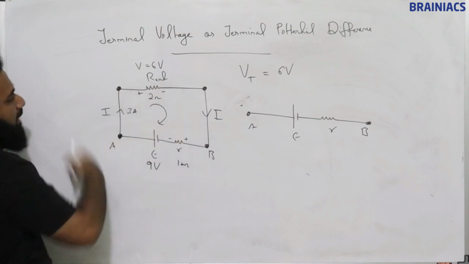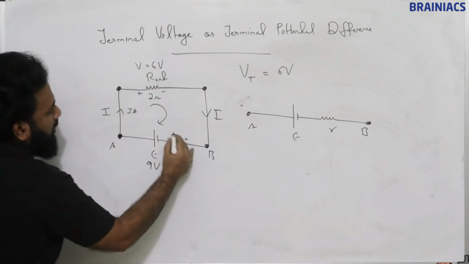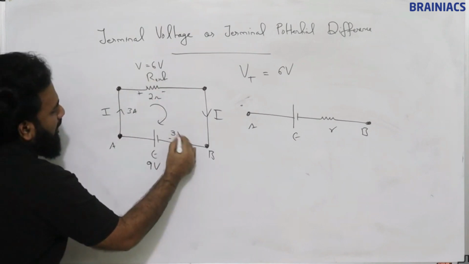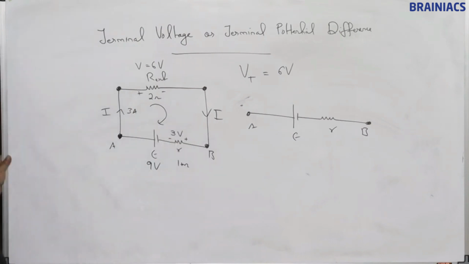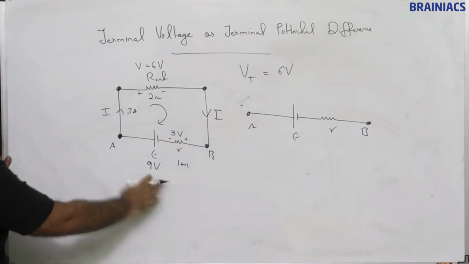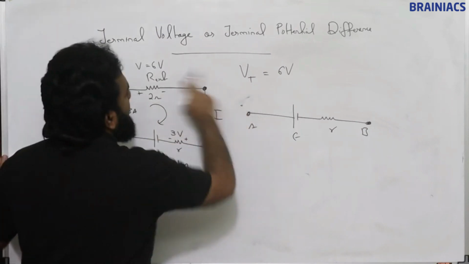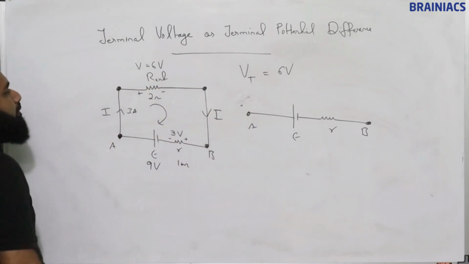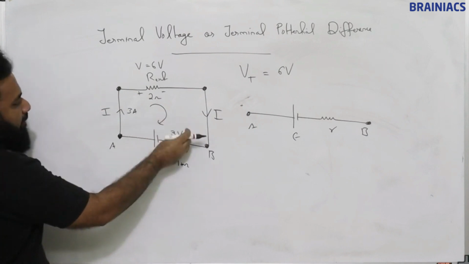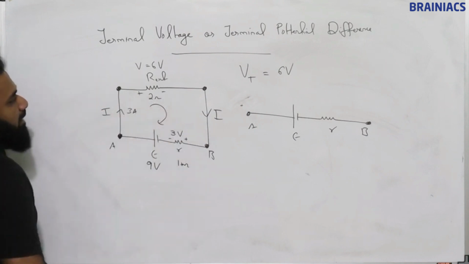Okay, so if we mark like this is 6 volt, the drop here is nothing but 3 volt, and this is 9 volt. So terminal potential difference or terminal voltage is nothing but this 6 volt. And the other part of the battery is taken by internal resistance.